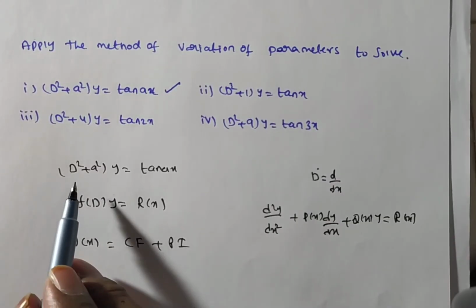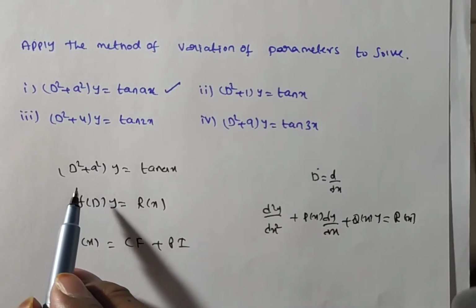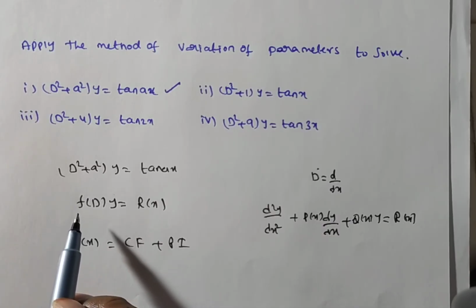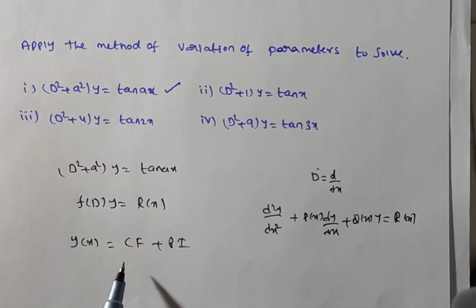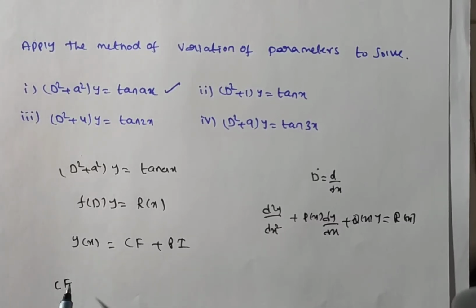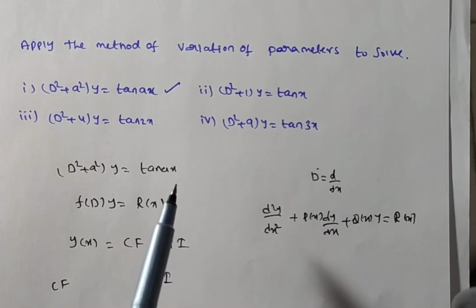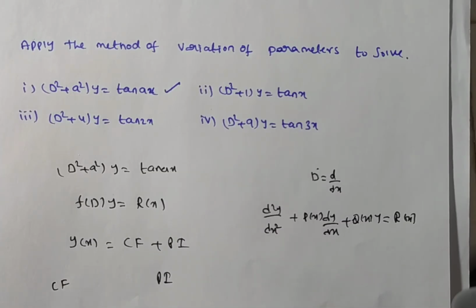Order 2 is a higher order differential equation, and higher order differential equation solutions we already discussed in the previous videos: how to find complementary function plus particular integral. First we have to find the CF, later the particular integral. But the particular integral special case is the method of variation of parameters only. So first we will find the complementary function.